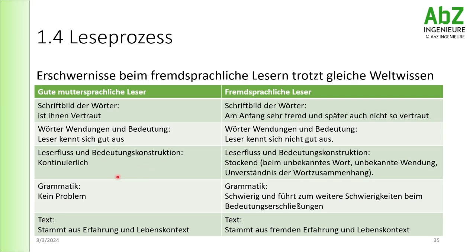Leserfluss und Bedeutungskonstruktion. The mind in the mother tongue does it subconsciously. It doesn't think, it just happens because you have learnt it ever since you were a kid. Whereas in this case, it's like stocken. It stops whenever you find any unknown words or unknown sentences. So it's not a continuous process. Grammar is not at all a problem, but you will be having grammatical problems in the new language. How about the text? The text comes from experience and life context. This also comes from there, but in the context of the German language.